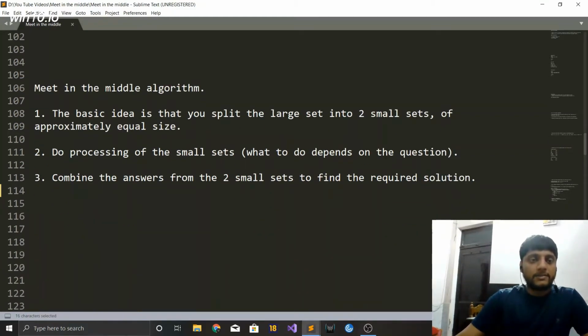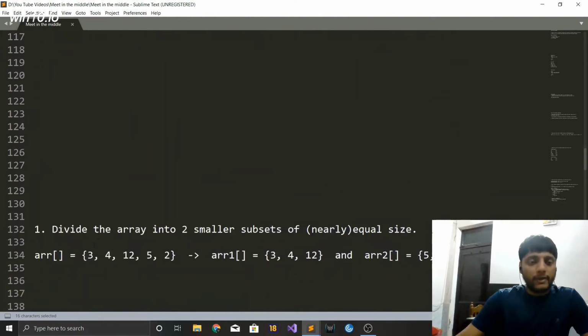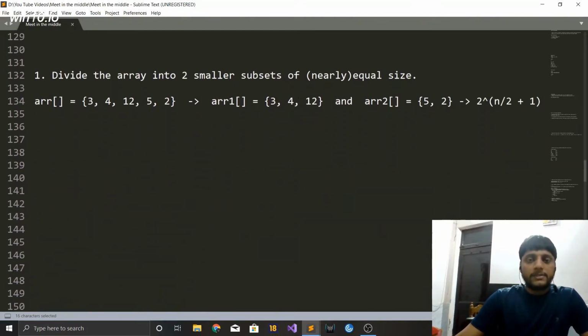So let's try to apply this idea in the given question. We are going to look at test case 2, where the array was 3, 4, 12, 5, 2. I have divided it into two smaller arrays of nearly equal size. The first array has the first three elements 3, 4, 12, and the second array has the last two elements 5, 2. Now we generate all the possible subsets for array 1 and all the possible subsets of array 2.